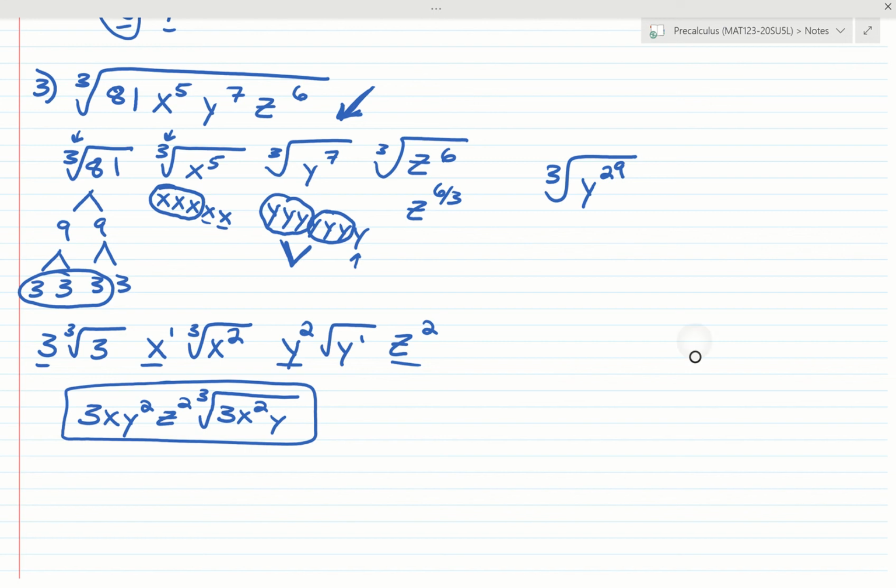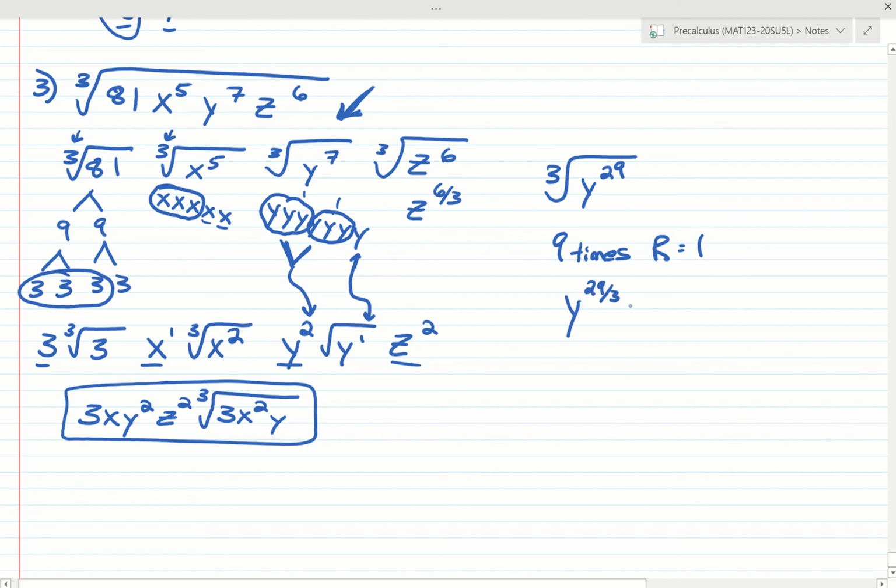9, right? So it goes in 9 times, with a remainder of 1. Well, look at this: 2, right? And that turns into this number. Remainder of 1, that turns into this number. So the way that we could write this, we could say y to the 29 over 3 as a mixed fraction would be, goes in 9 times with 1 left over.